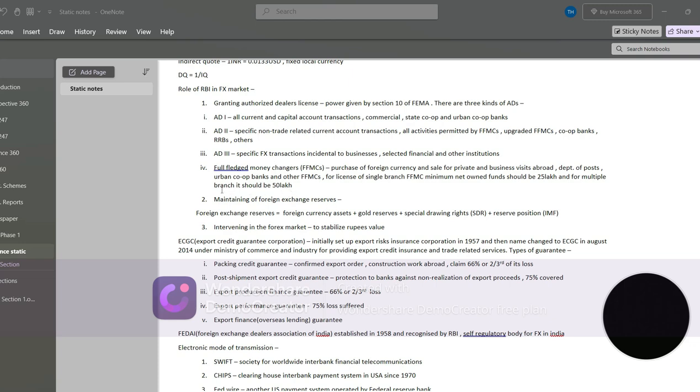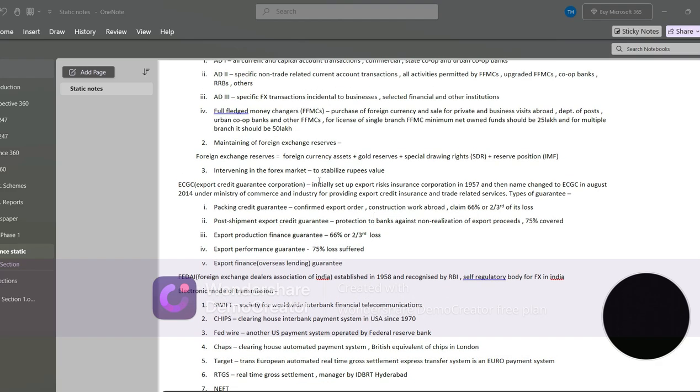The second function of RBI in the foreign exchange market is maintaining foreign exchange reserves. Foreign exchange reserves are basically the foreign currency assets plus gold reserve plus special drawing rights plus the reserve position in the IMF. All of this adds up to your foreign exchange reserve, and maintaining this for the country is one of the roles of RBI. Third is intervening in the foreign exchange market in case the value of the rupee needs to be stabilized.